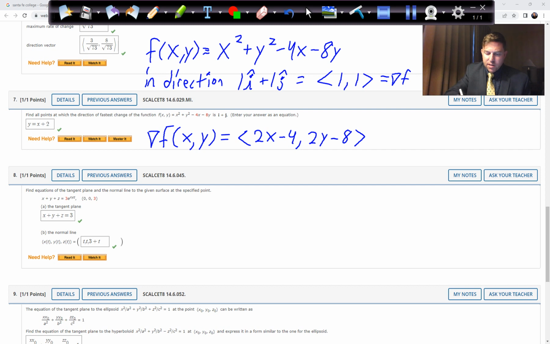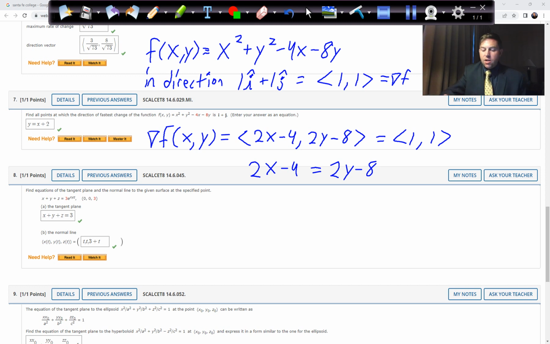And now we're setting this equal to 1, 1. So we're going to get 2x minus 4. So from this we get 2x minus 4 equals 2y minus 8. So since these components are the same, this is 1 and this is 1, we can in essence just equate these two.